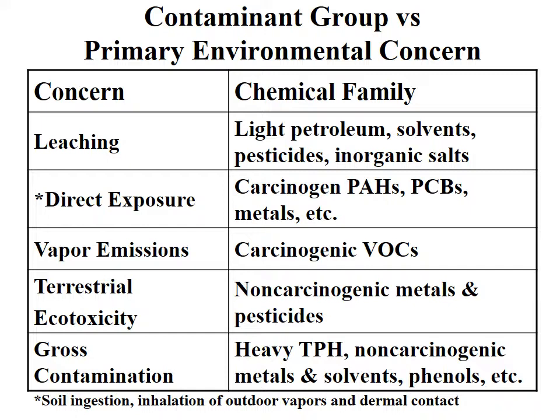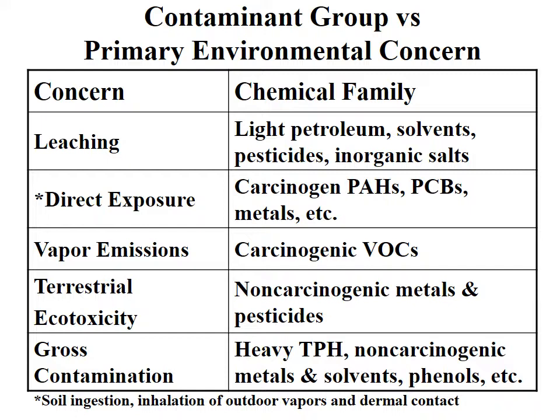Often the need for remediation or primary environmental hazards are driven by gross contamination concerns as much as by vapor intrusion or leaching or other concerns. And non-carcinogenic metals like chromium and cadmium and copper, some of these other types of heavy metals, are not that toxic, but we have action levels.